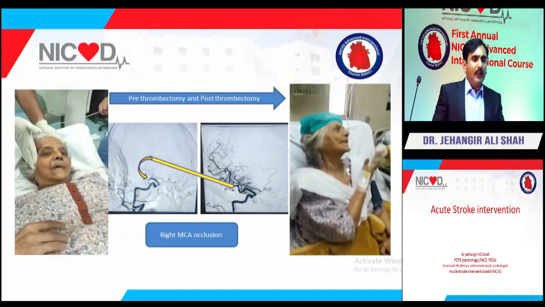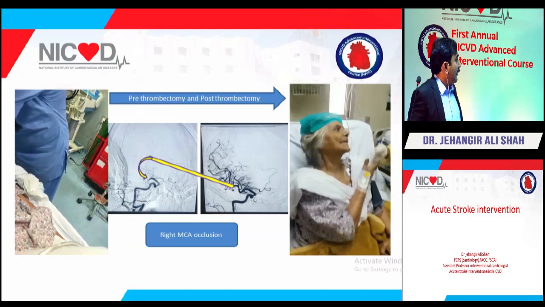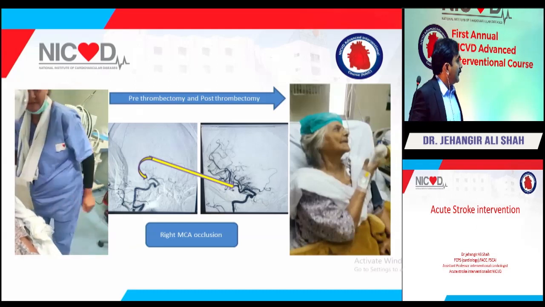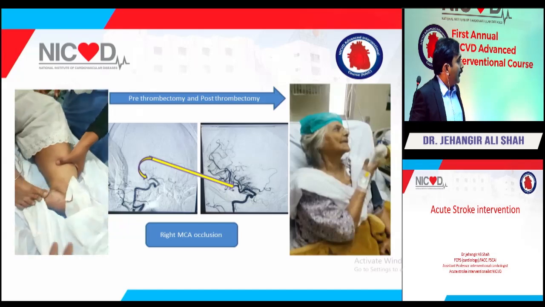And there are other cases, a few cases which we have done. And this old lady presented with the occlusion of the M1 segment, right MCA. It was opened. She was doing fine after the procedure.